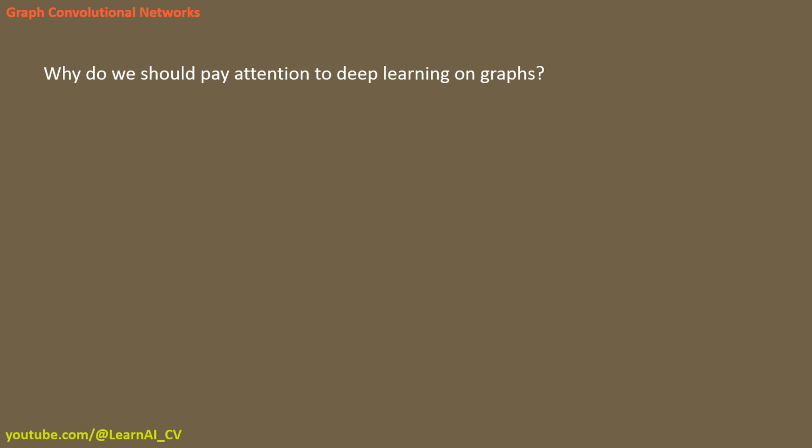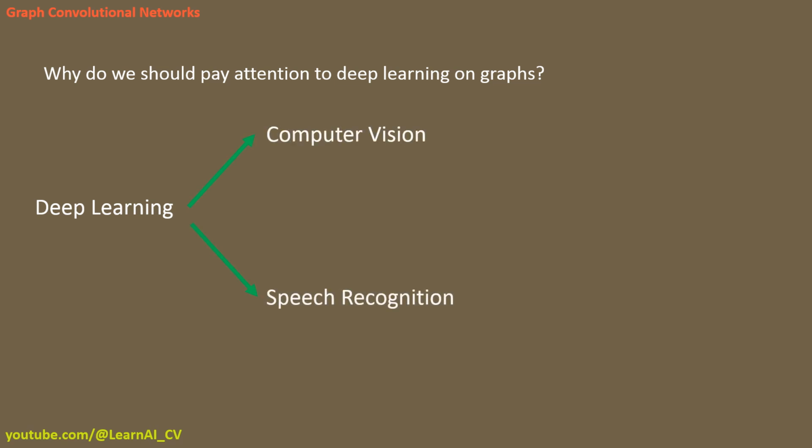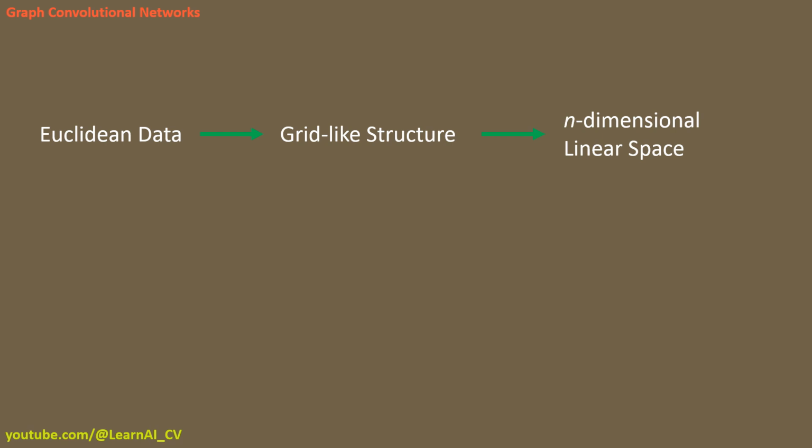In the past 2 decades, deep learning methods have achieved impressive successes in Euclidean data such as data in computer vision and speech recognition fields. What is Euclidean data? Euclidean data has a grid-like structure. Euclidean data is data which is sensibly modeled as being plotted in n-dimensional linear space, for example image files where the x and y coordinates refer to the location of each pixel, and the z coordinate refers to its color.